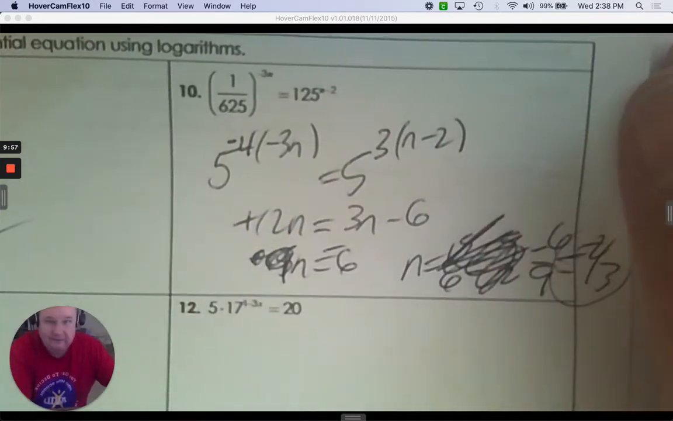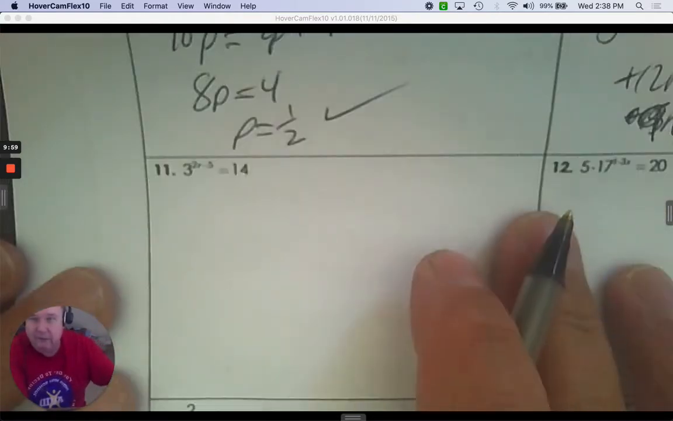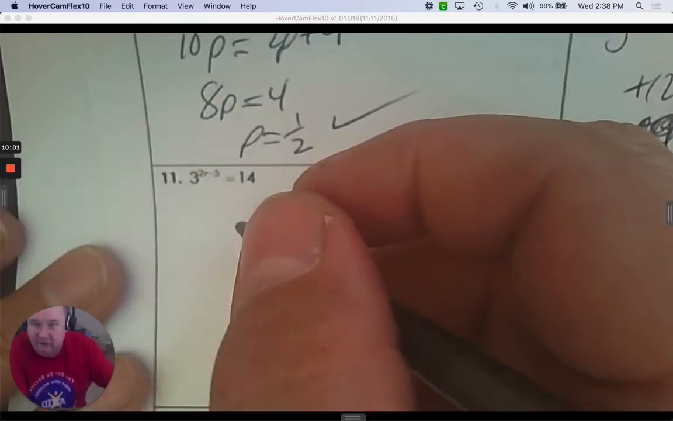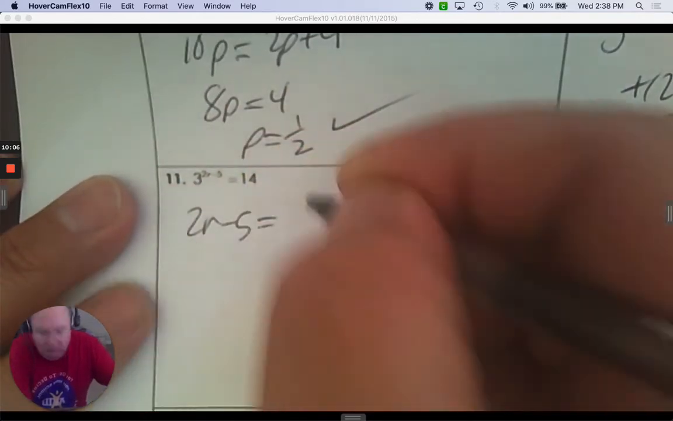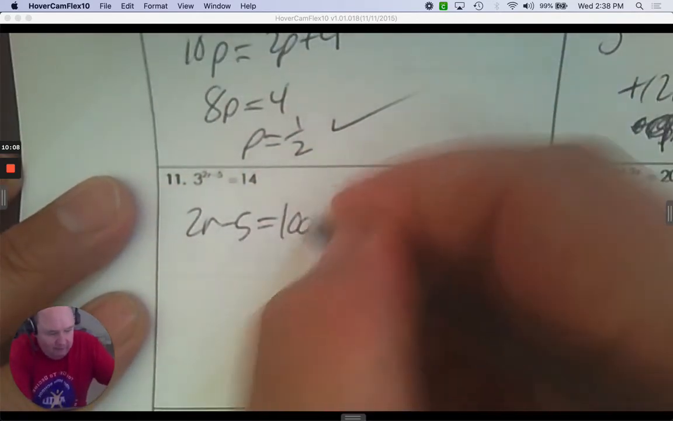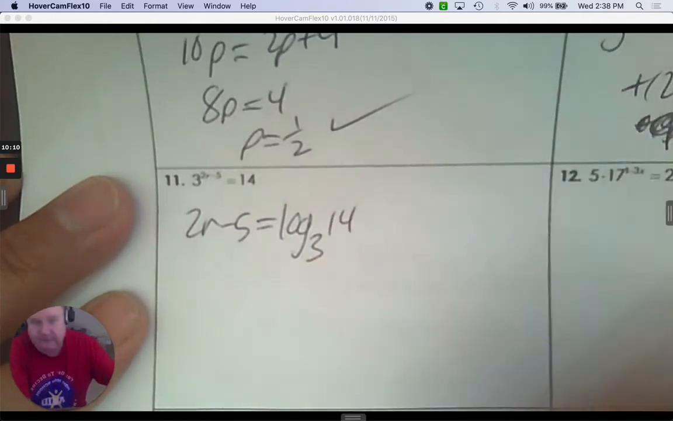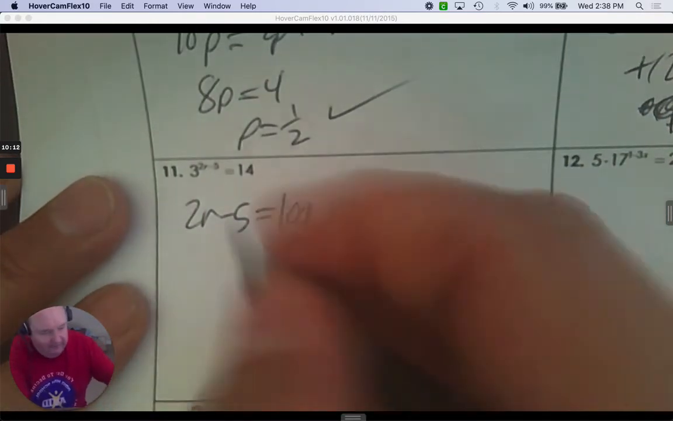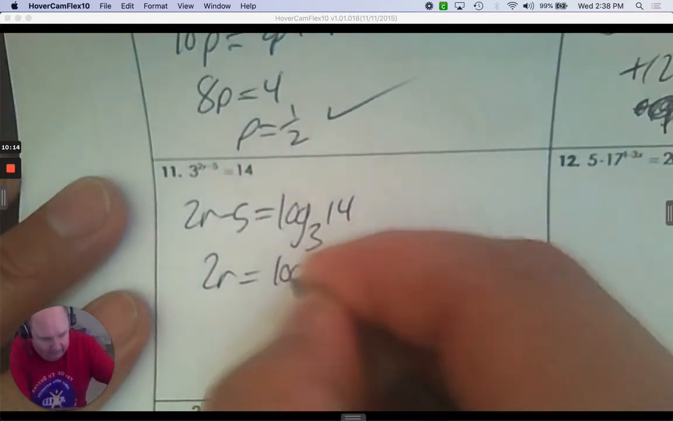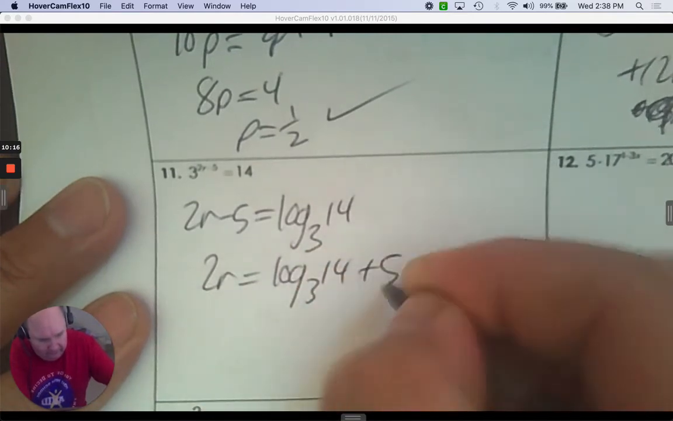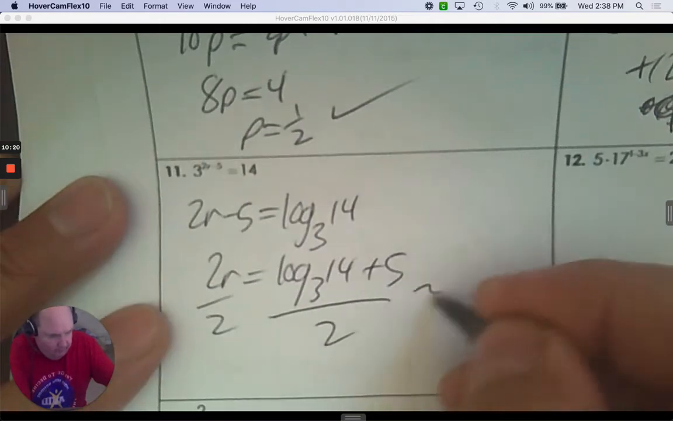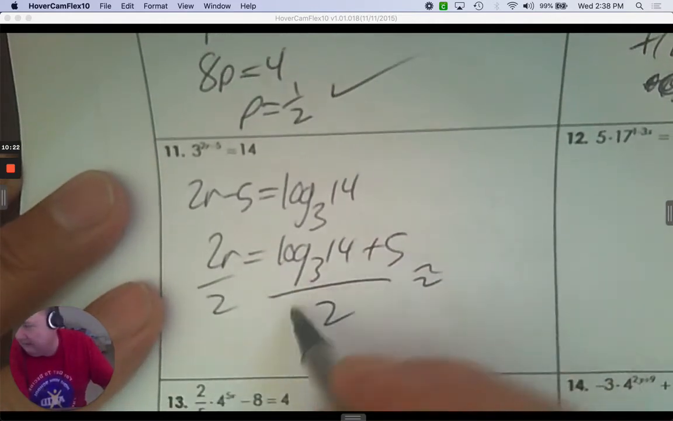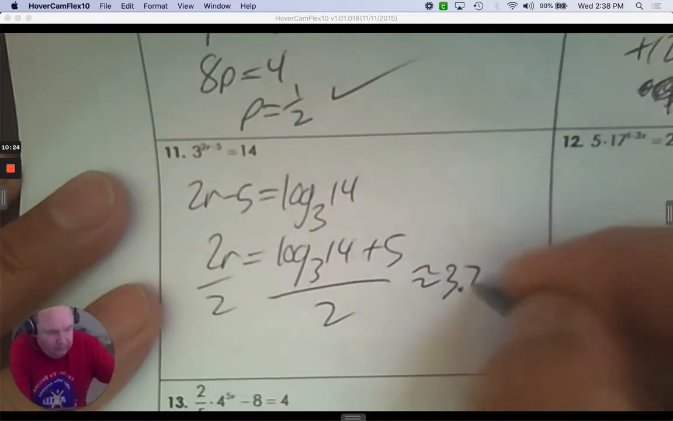Number 11. I can't make the bases the same, so I can only solve it by writing it as a logarithm and using a calculator. The exponent is 2r subtract 5. The base of the logarithm is 3. Inside is 14. Get r by itself, add 5, and divide everything by 2. If you put that in a calculator, you get 3.701.